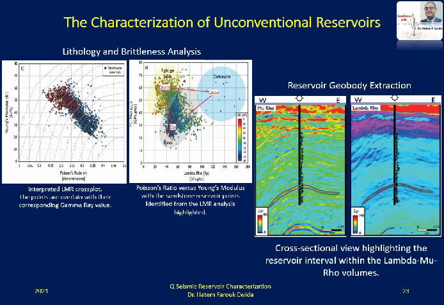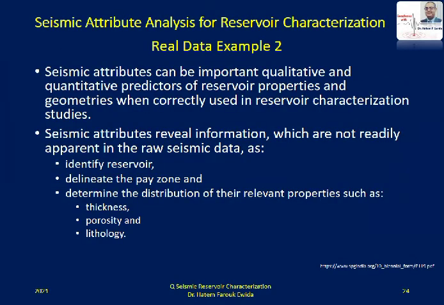content. So let's see another example, which is seismic attributes, not the AVO inversion. They were using it in this publication, and this is the link for this publication. They use a seismic attribute analysis for reservoir characterization. They use seismic attributes because they are important qualitative and quantitative predictors for reservoir properties and geometries when you correct that or use them for reservoir characterization.